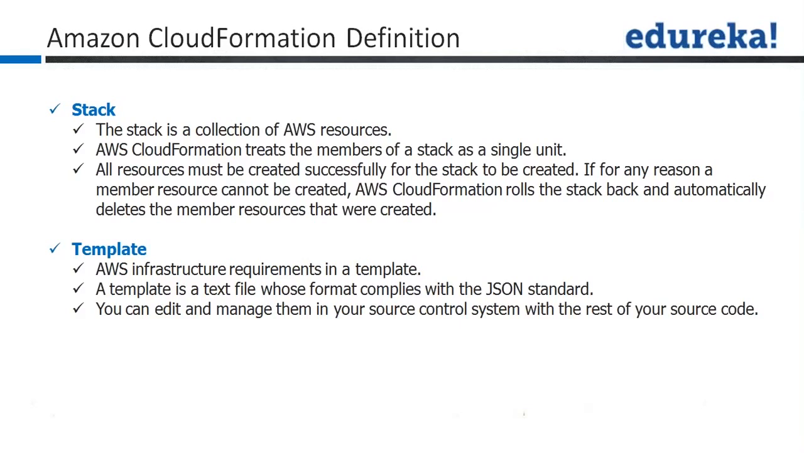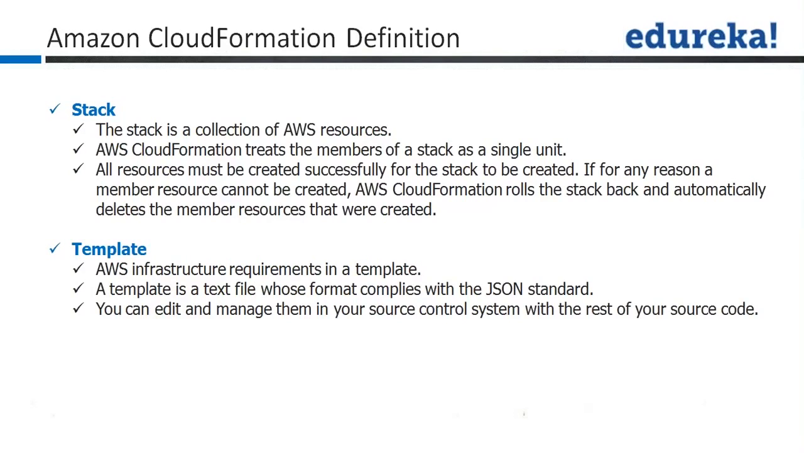Now, what are the two major components of this? One of them is the stack, another is the template. The stack is nothing but a collection of Amazon resources. CloudFormation treats the stack as a single unit. So when it's creating, if all the services are created, like as I said, EC2, EBS, RDS, S3, autoscaling, ELB, if everything is created, then stack creation is successful. If any one of the services fails, everything would be rolled back.